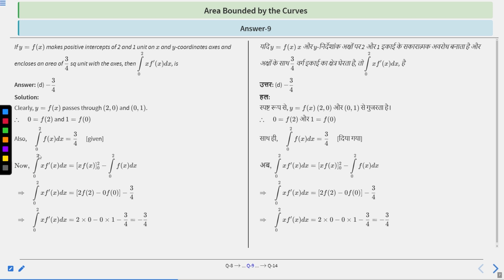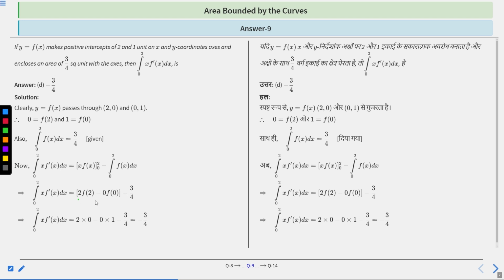Now, the integral from 0 to 2 of x f'(x) dx. When we use integration by parts, we get [x f(x)] from 0 to 2 minus the integral from 0 to 2 of f(x) dx. Therefore, the integral of x f'(x) dx will be equal to 2f(2) minus 0·f(0) minus 3/4.